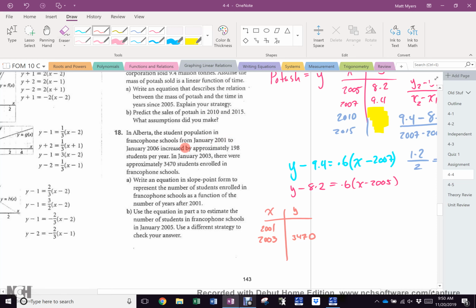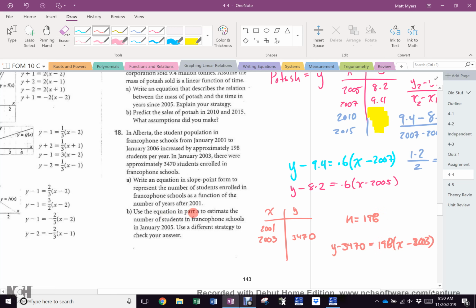From 2001 to 2006, it increased by 198 per year. So I went over 1 year and up 198. So do I know my slope? My m equals 198. I have an m, slope, and a point, don't I? So what's the equation? Y minus 3,470 equals 198 times x minus 2003. And then I can solve it, can't I?